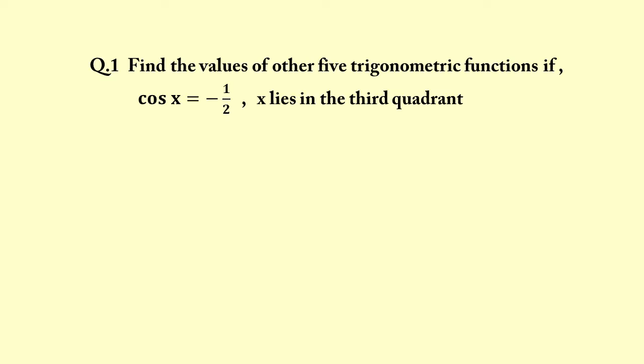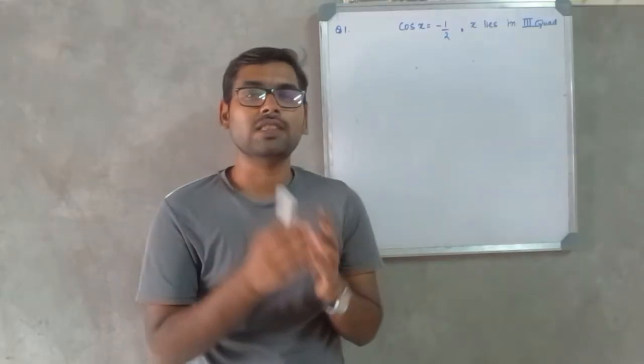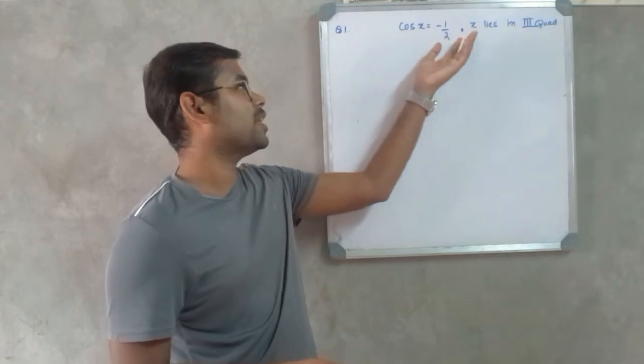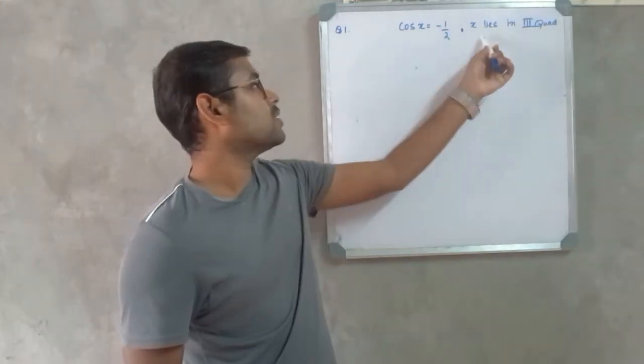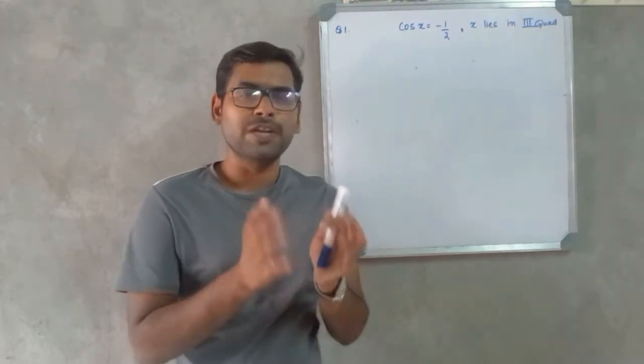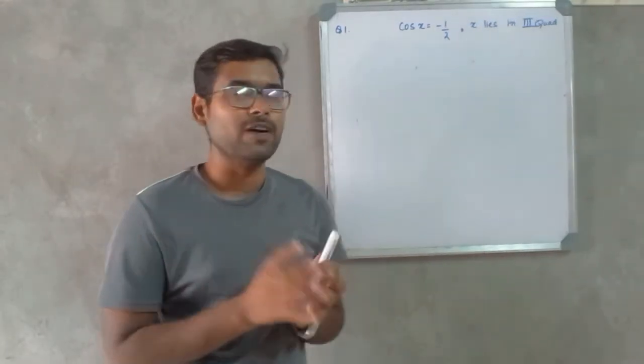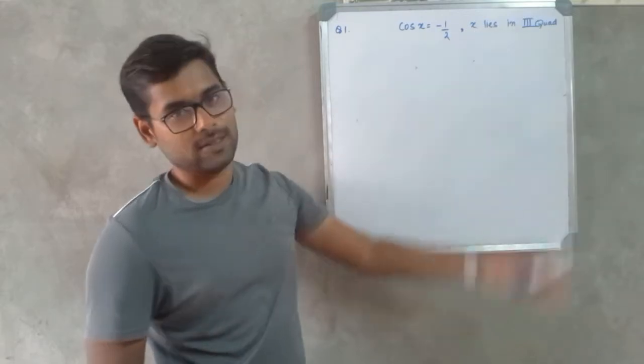Guys, let us begin our discussion with question number 1. Find the values of the other 5 trigonometric functions given cos x is equal to minus 1 by 2 and x lies in the third quadrant. Guys, here in this question they have given us the value of cos x, which is minus 1 by 2, and they have also given us one more piece of information, that is x lies in the third quadrant, and we need to find the values of the 5 other trigonometric functions for this angle x.